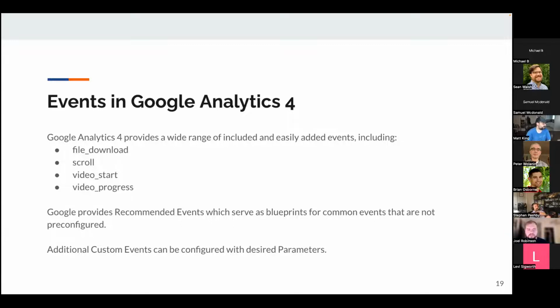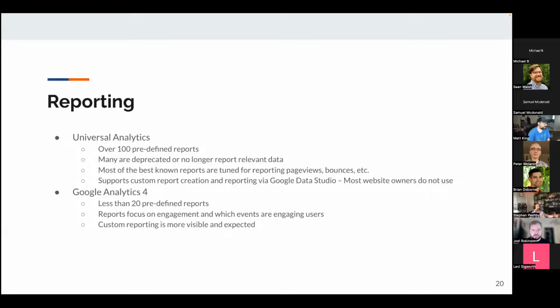Additionally, Google provides recommended events, which are effectively blueprints for common events that are not pre-configured. They say, here's how to set this up, here's how you should name it, here are the different parameters that you could add. And then you could make your own custom events that can be configured with the desired parameters. So there's a lot of flexibility baked in. And again, rather than events being off to the side, they're central to GA4. So reporting. Universal Analytics, huge number of reports, but a lot of them aren't very useful.